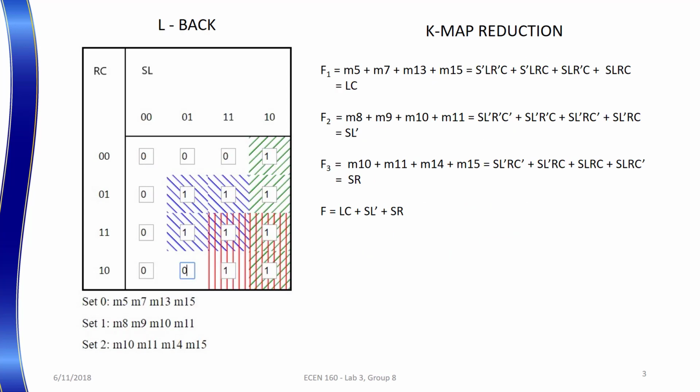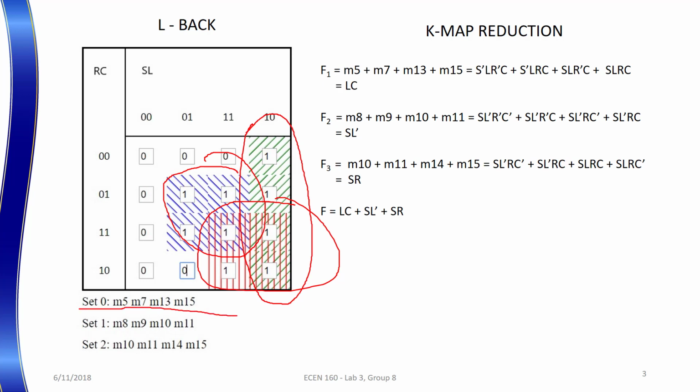Next, we'll take a look at our output for the left back. And we can see here that this time we have 3 prime implicants. First one here, number 2, and number 3. And that leaves us with no extra ones. So we've got all our prime implicants that we need. And here are the minterms here.